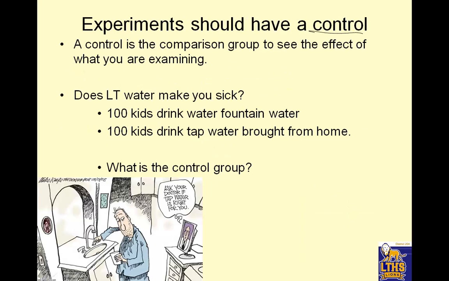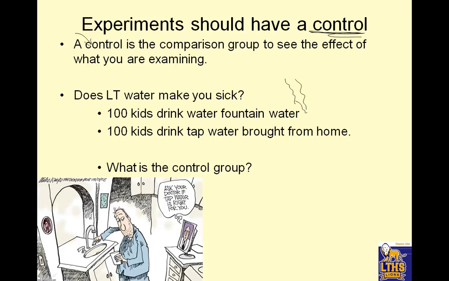Experiments should have a control. So this is a definition of a control. A control is the comparison group to see the effect of what you're examining. So does LT water make you sick? It's the beginning of the year. The pipes haven't been run for a while. The water runs out red.